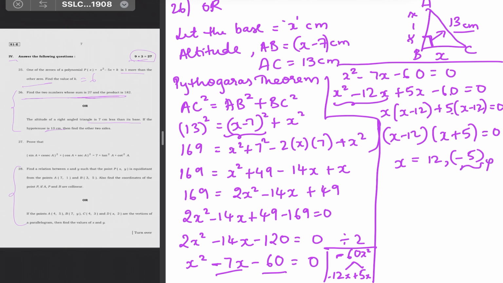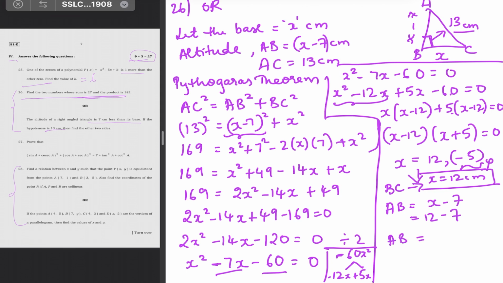Since it is a negative value, this can be rejected, and taking x is equal to 12 centimeter, we can find the altitude. So, BC is the base of the right angle triangle ABC. Base is 12 centimeter. What about the altitude? It is 7 centimeter less than the base. That is 12 minus 7. So, what is the altitude of the right angle triangle? It is 5 centimeter.